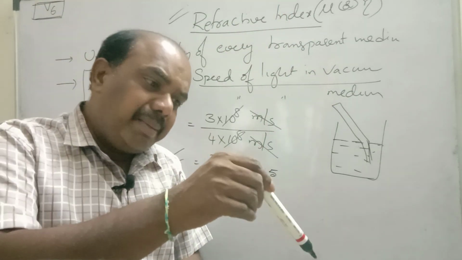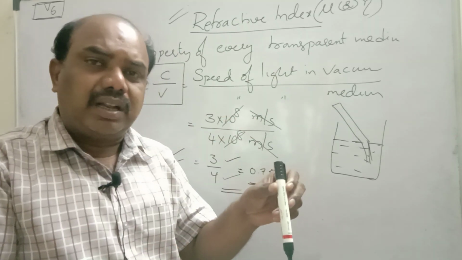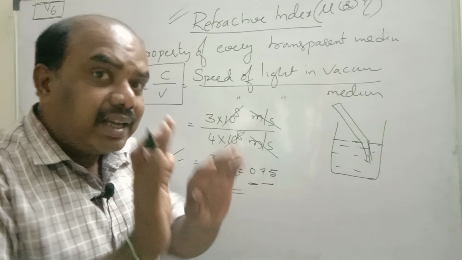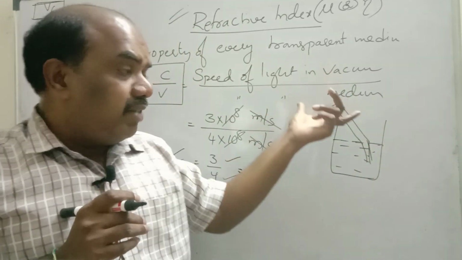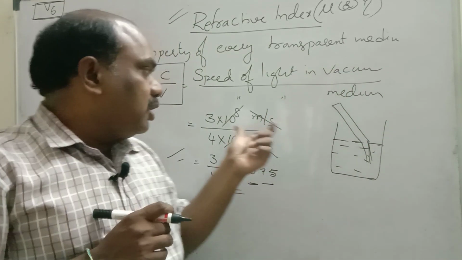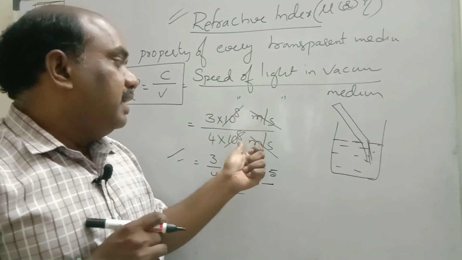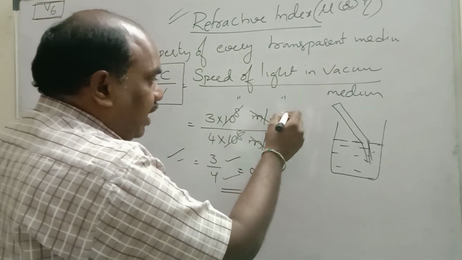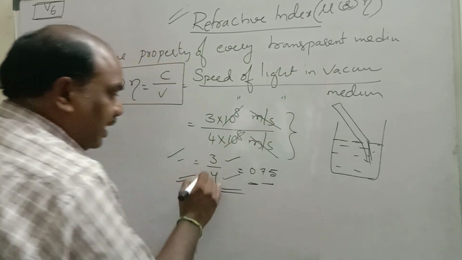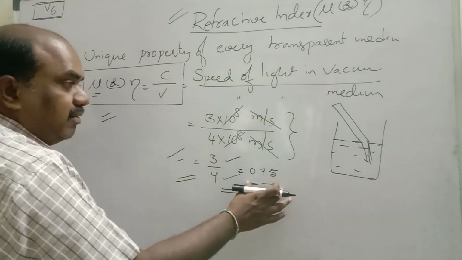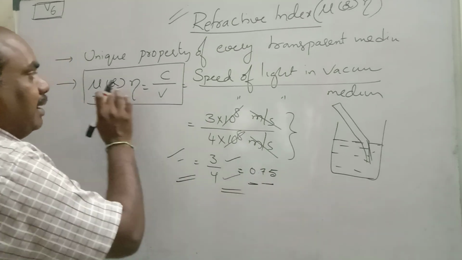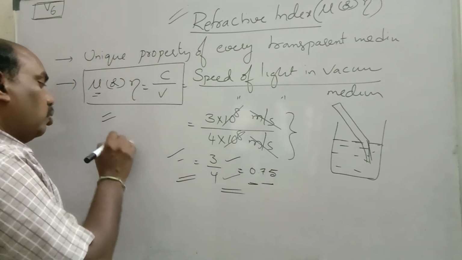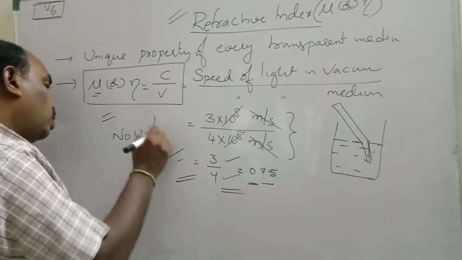If you immerse any material, it seems to bend inside the water. What is the reason? Because the speed of light is not the same in all mediums. Speed of light varies from medium to medium. In vacuum it is 3 into 10 power 8 meter per second. In a medium it varies, depending on the given medium. If you find the ratio of these velocities, you will get the refractive index. Refractive index can be measured with n is equal to c by v. What is the unit? No units. Refractive index has no units.